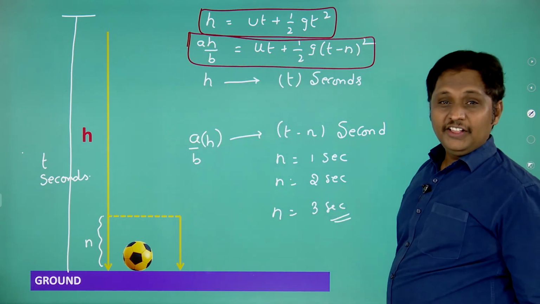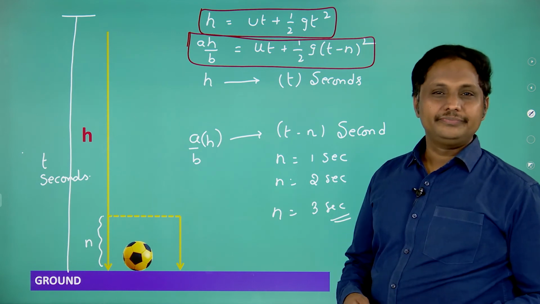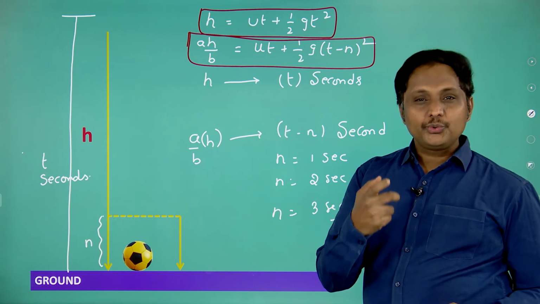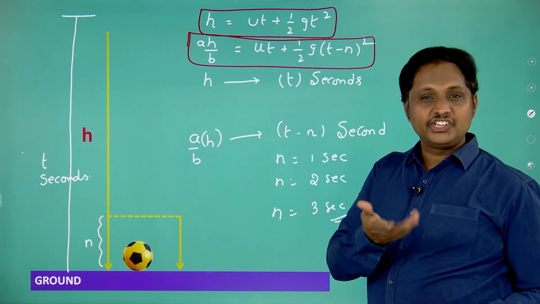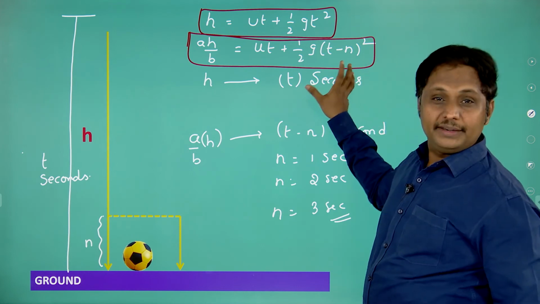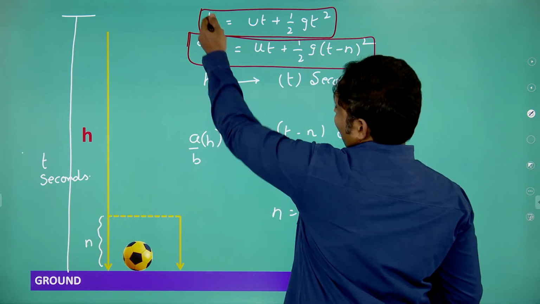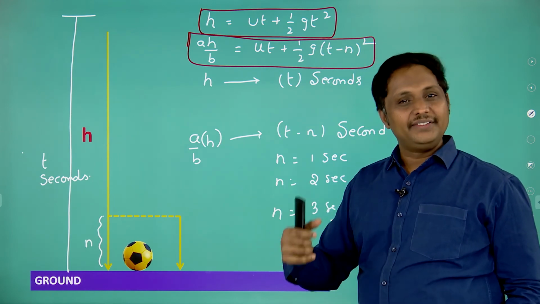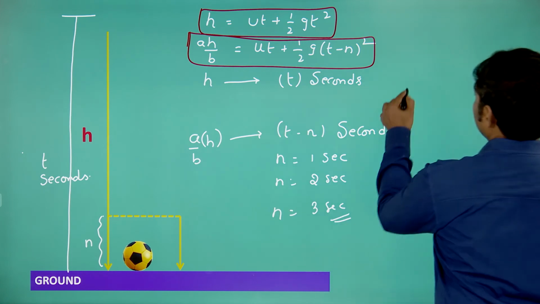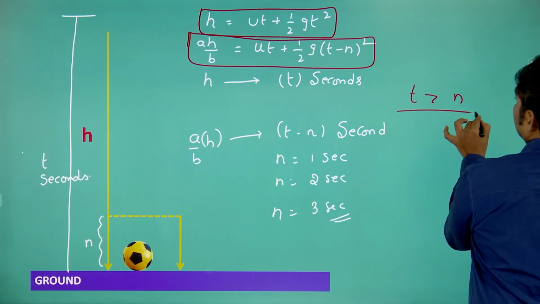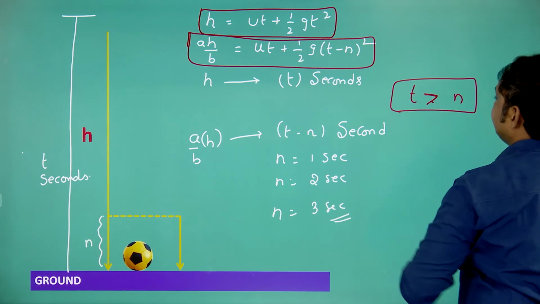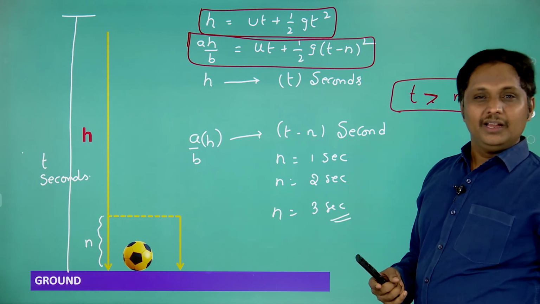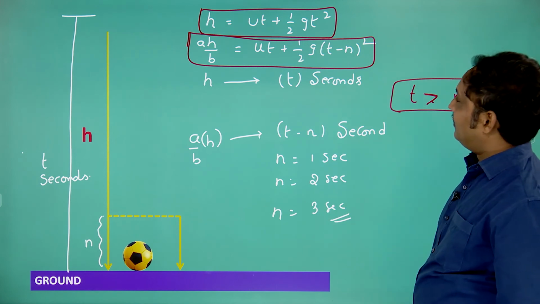Suppose in the given problem they have mentioned that in the last second, or in the last 2 seconds before touching the ground, the total height is H. But in the last 2 seconds or 3 seconds or n seconds, just take that. But the condition is t is greater than n. It's very clear. Both represent time. Let's assume it is n seconds, or whatever it may be.